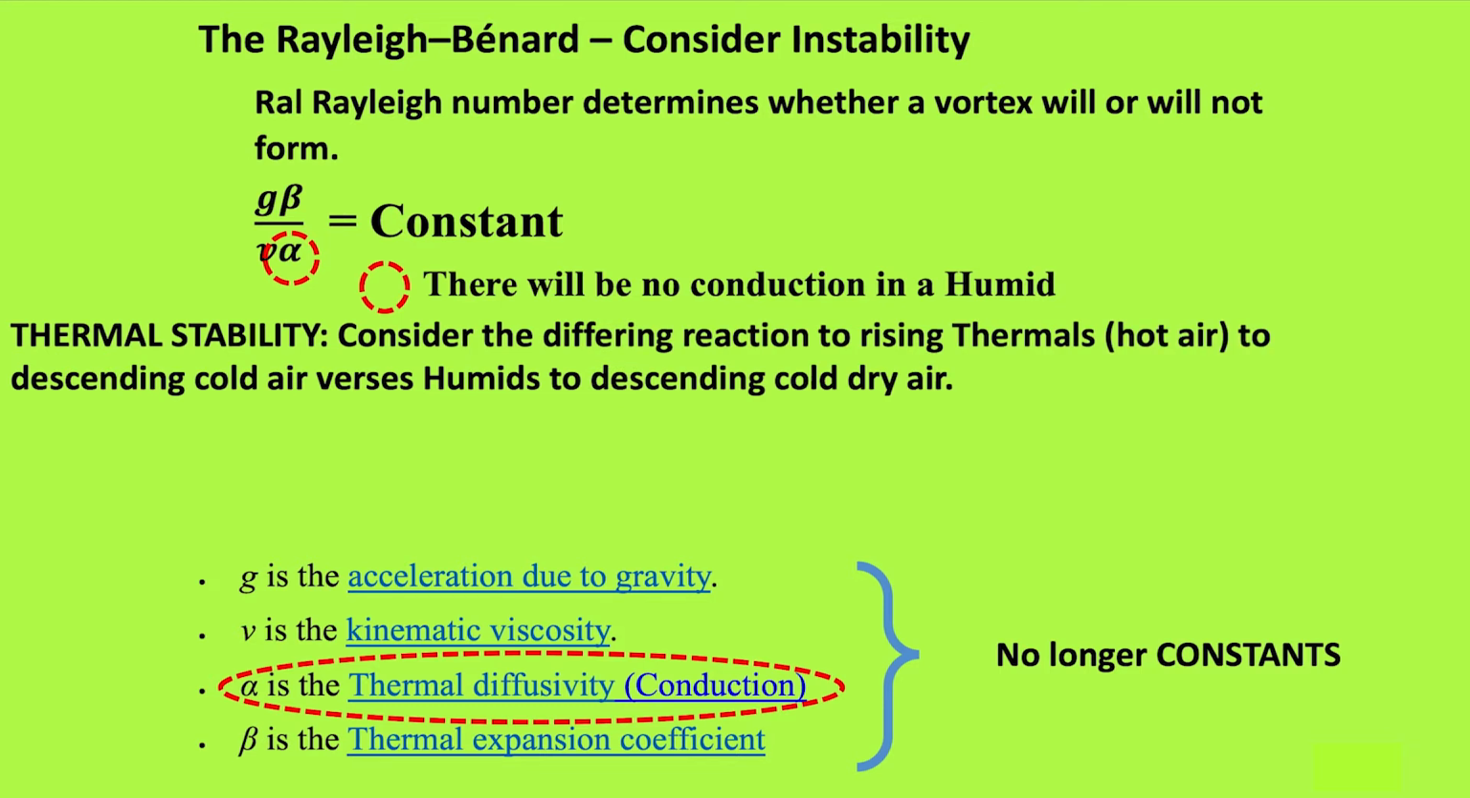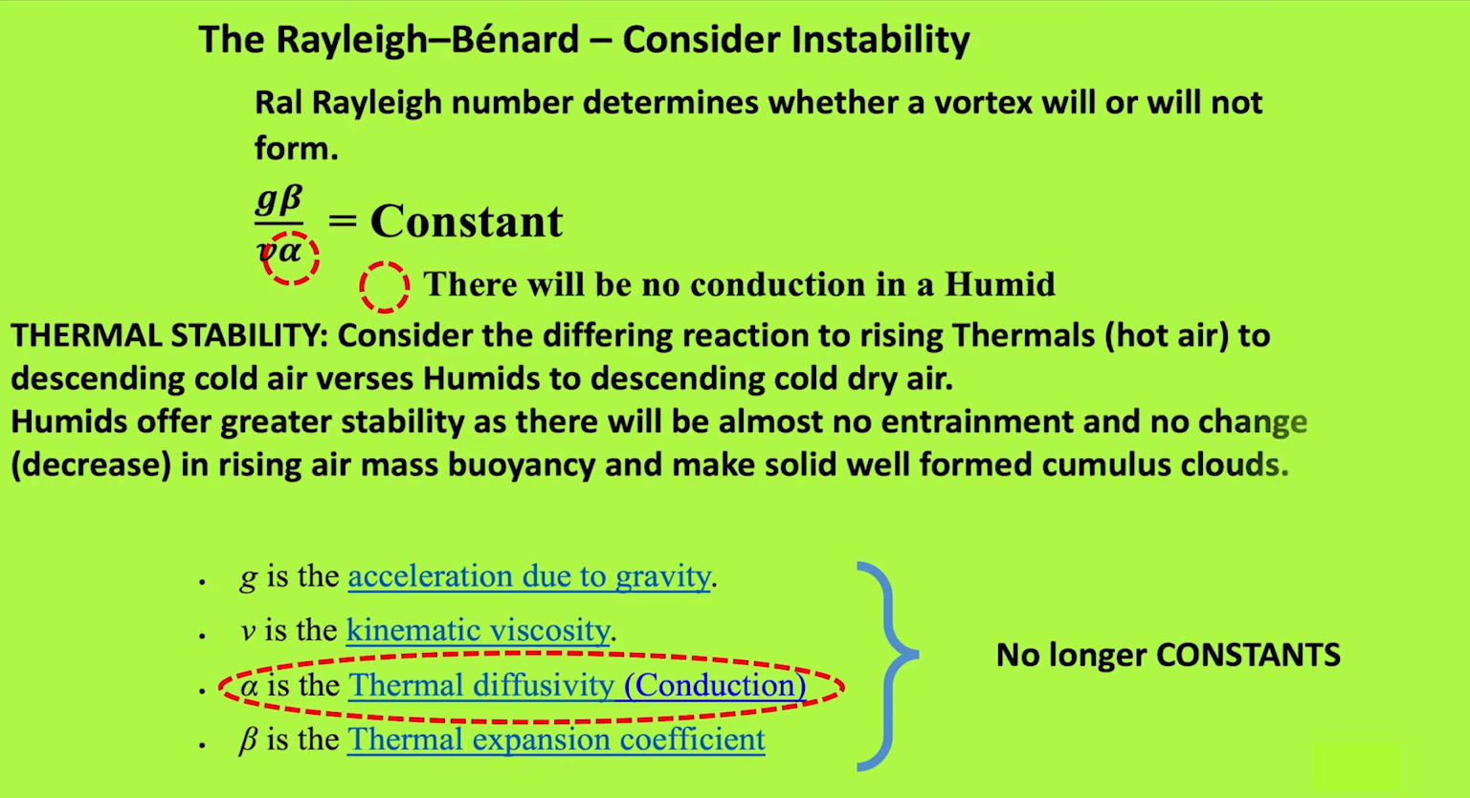So thermal stability, considering the differing reaction to rising thermals, i.e. hot air, to descending cold air, versus humids to descending cold dry air. We find humids offer greater stability, as there will be almost no entrainment and no change in the rising air mass buoyancy, and make solid, well-formed cumulus clouds.